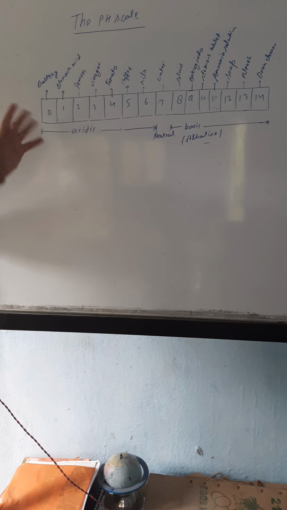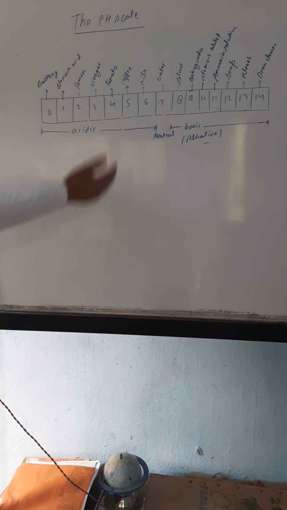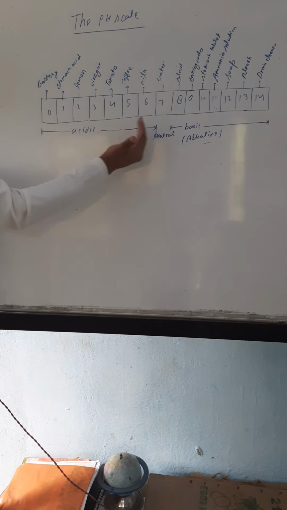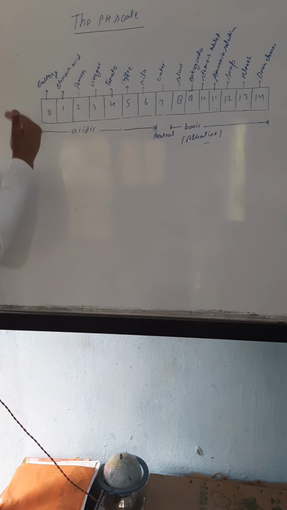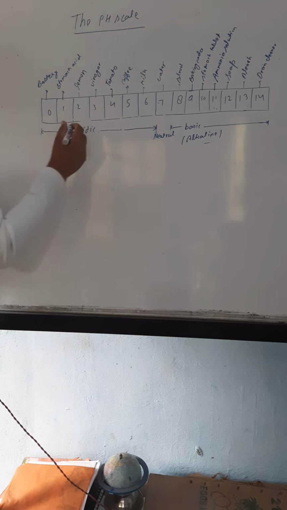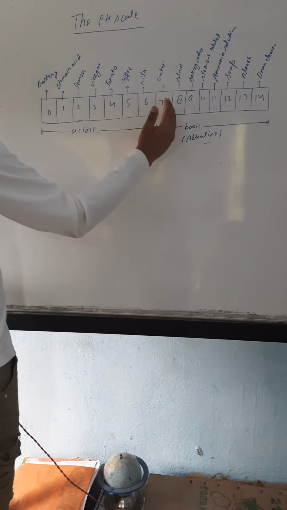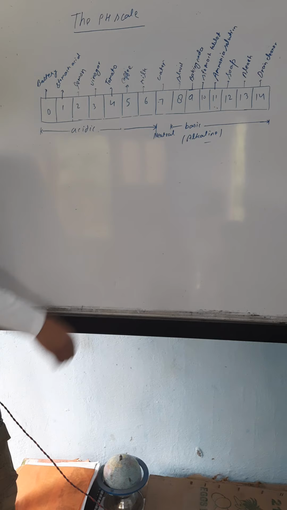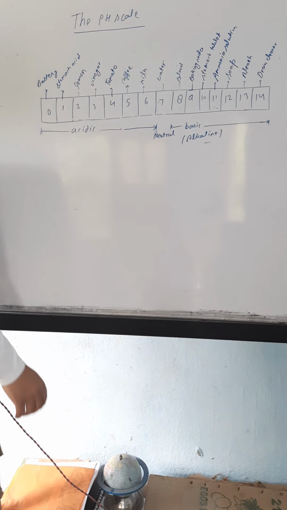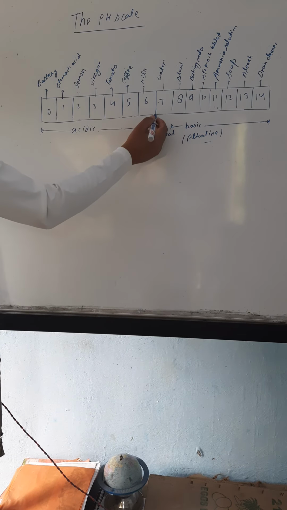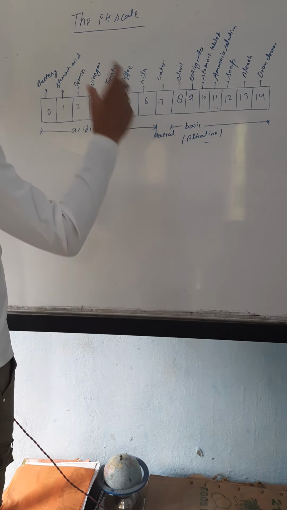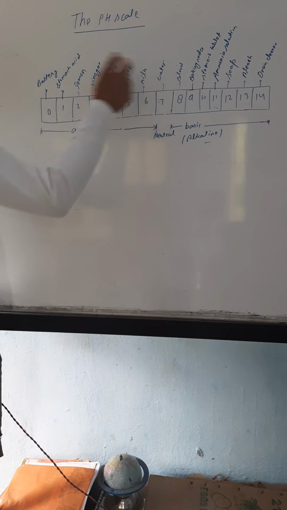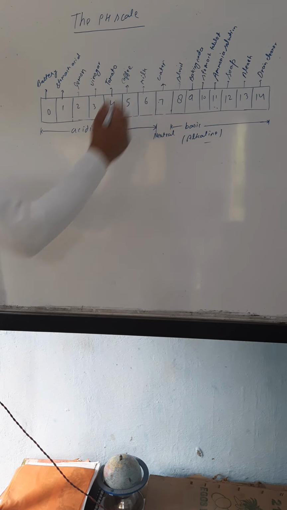We have already discussed this. Here we have the values ranging from 0 to 14, and the compounds which have a pH value less than 7 are all acidic in nature. Similarly, the compounds which have a pH value more than 7 are basic in nature, or we call them alkaline also. The compound which has exactly 7 as the pH value, we call a neutral solution, like water. Water has the pH value of 7.